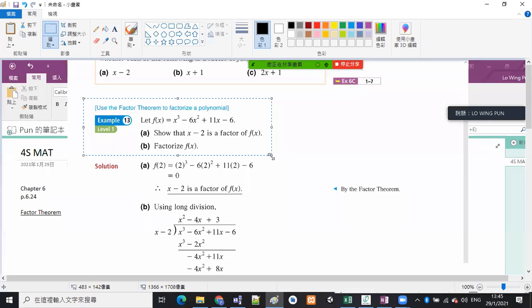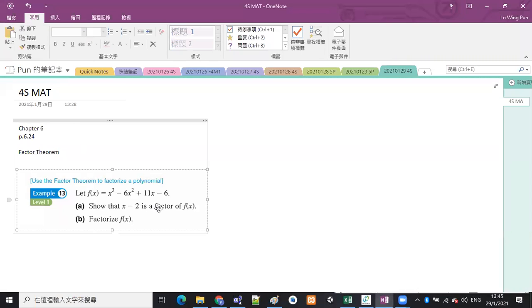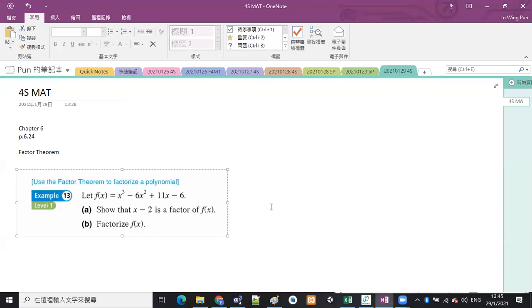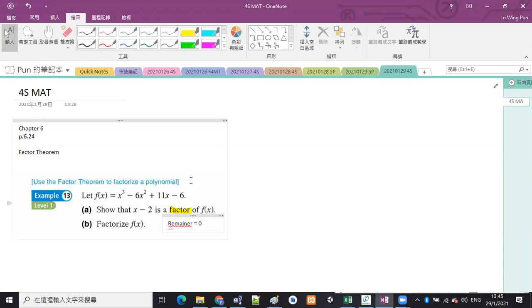Example 13. Let f(x) be this polynomial. In part A, we need to show that x minus 2 is a factor of f(x). So how to show that x minus 2 is a factor? This is a keyword you may want to underline: a factor. Factor means that the remainder is equal to 0.